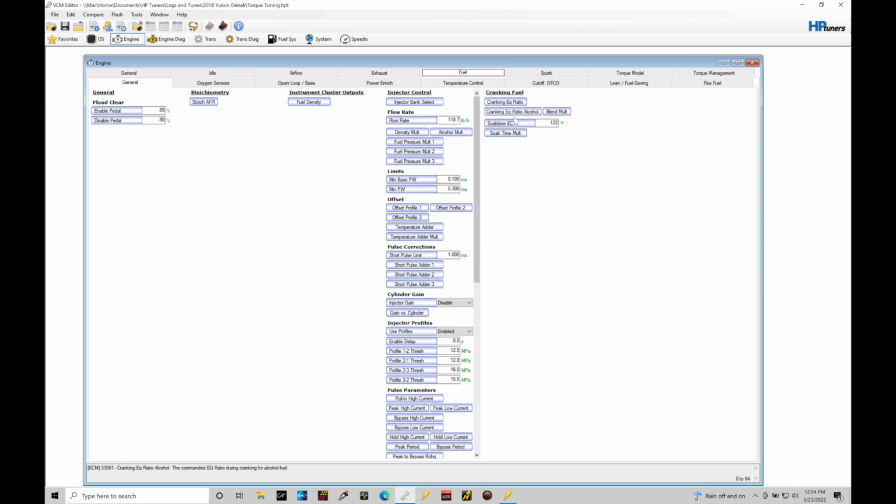So going back to our basic underlying equation for the fuel and airflow model for any GM vehicle, it's going to be fuel mass is equal to air mass divided by target air fuel.